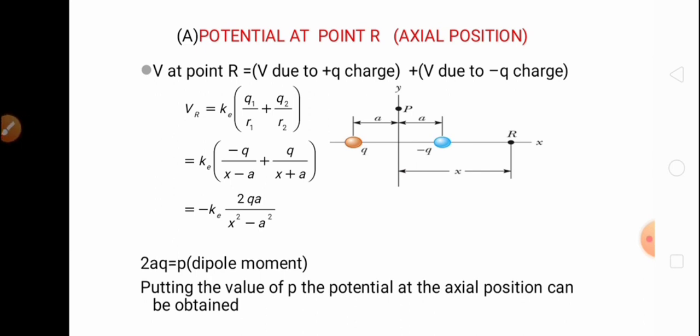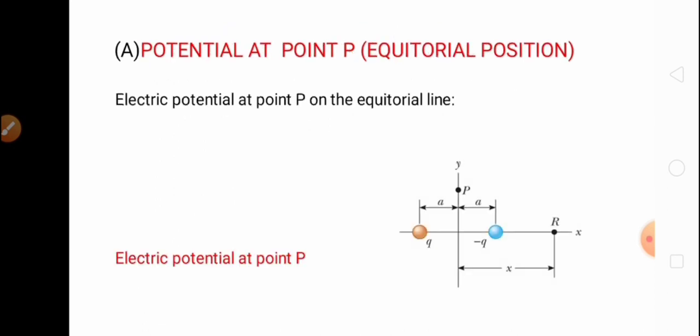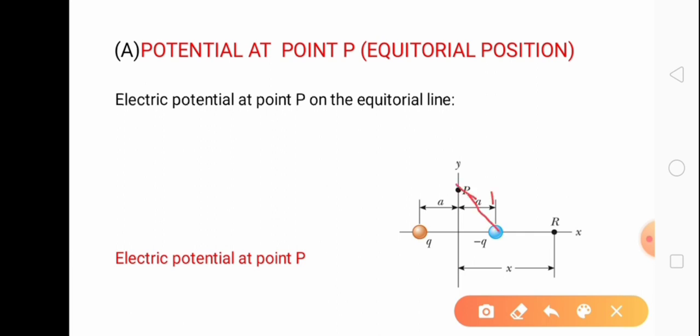Okay. Similarly, what is the electric potential at any point on the equatorial position? Let's consider a point P on the equatorial line. To find the electric potential at point P due to the dipole, let's find electric potential due to minus q and plus q separately. Due to minus q charge, the electric potential at point P is equal to minus kq by r. This distance is equal to r. Due to plus q charge, it is kq by r.